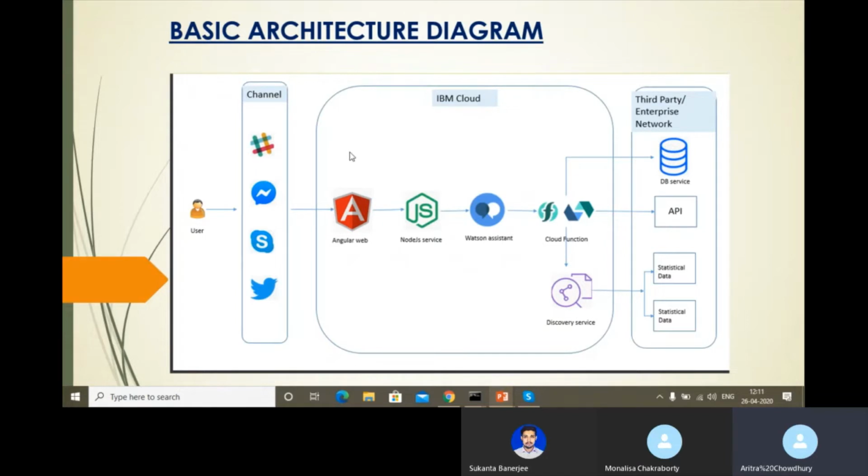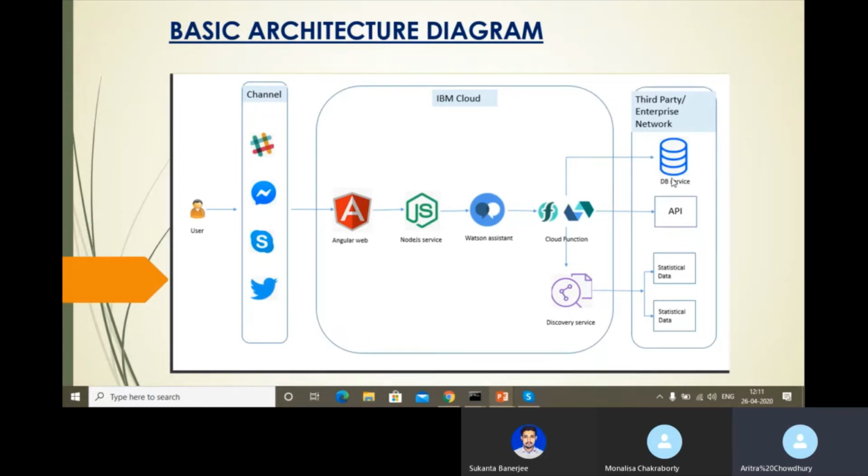So directly moving into the architectural diagram, where there is a user which speaks to our Angular application, which is built on Angular 8, and that Angular 8 speaks to the Node.js server to speak to the Watson Assistant. This Watson Assistant is logically configured to provide the answers to my chatbot. So this Watson Assistant speaks to the cloud functions to get some resources from the external database, external APIs, or through IBM Discovery. This IBM Discovery speaks to statistical data or some other data sources to collect the data and provide me the response accordingly.